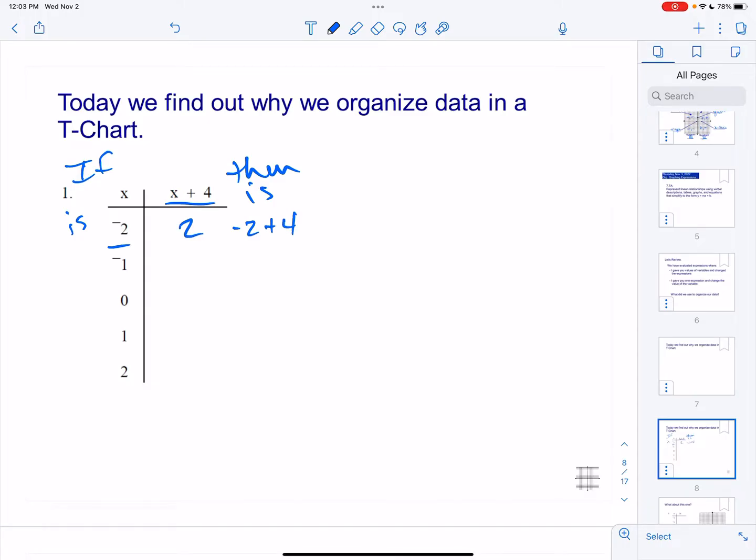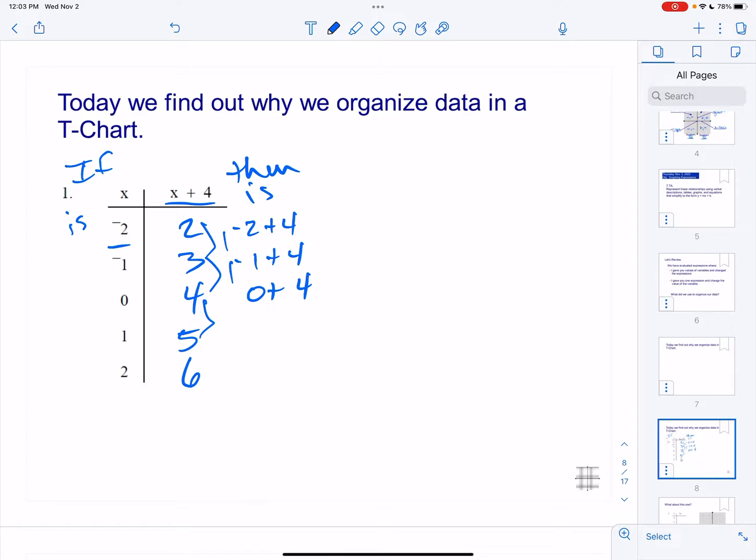Then I go to the next one, because x now changes to a negative 1. So negative 1 plus 4 gives me 3. Then 0 plus 4 gives me 4. You have to show your work the first 3 times, because that establishes a pattern. So what are we doing going from one number to the next? We're adding 1 each time. We're increasing by 1, to get a 5, and then increase 1 to get a 6.